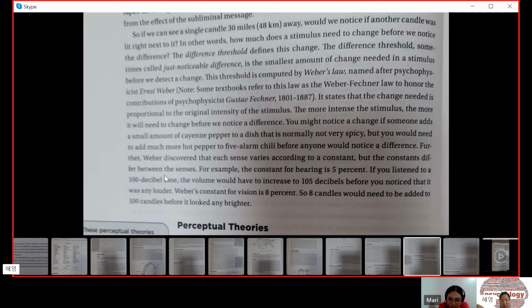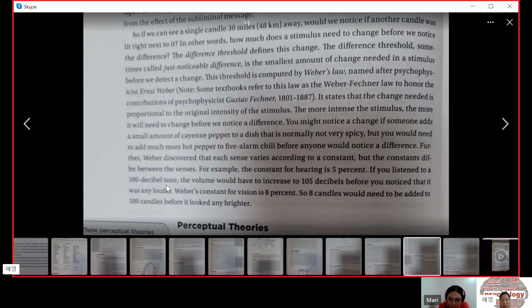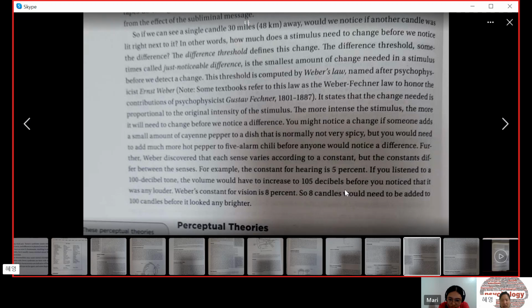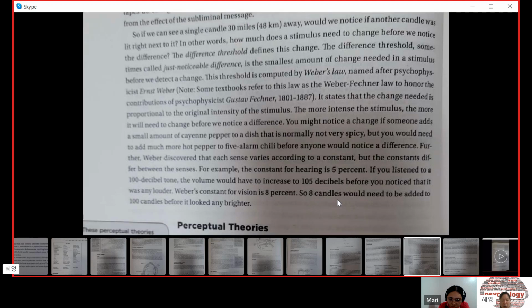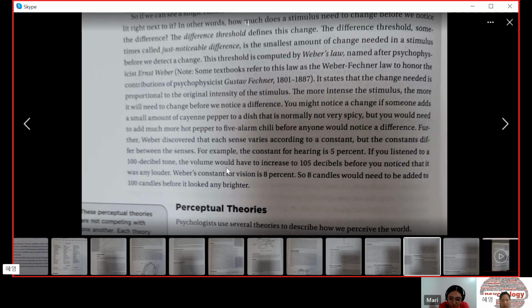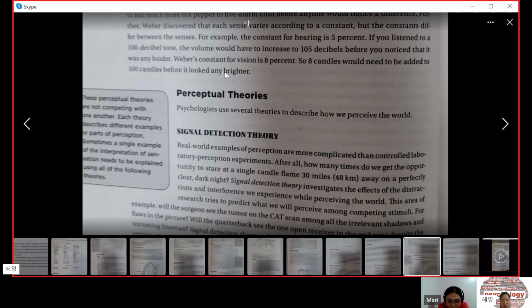You might notice a change if someone adds a small amount of cayenne pepper to a dish that is normally not very spicy, but you would need to add much more hot pepper to 5 alarm chili before anyone would notice a difference. Further, Weber discovered that each sense varies according to a constant, but the constant differs between the senses. For example, the constant for hearing is 5%. If you listen to a 100 decibel tone, the volume would have to increase to 105 decibels before you notice that it was any louder. Weber's constant for vision is 8%, so 8 candles would need to be added to 100 candles before it looked any brighter.